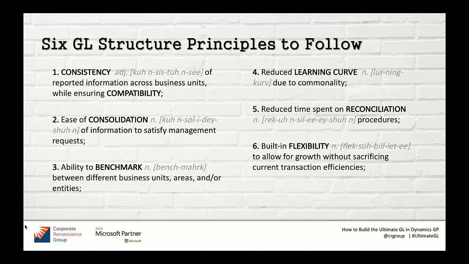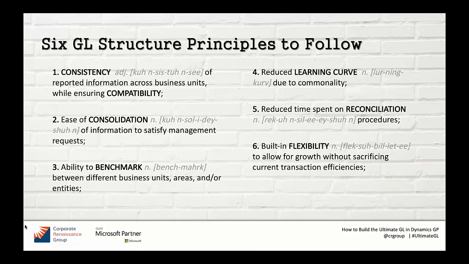And the first one is consistency. We want to make sure that all the information across all the business units and all the entities is consistent. And, you know, we talk about different entities having the same structure. That's about easing consolidation. We want to make sure it's easy to do reports that compare, contrast, and benchmark between different organizational units. This is important too, reducing the learning curve on how you use the chart of accounts, how the accounts are sequenced and grouped and where to find them. That can be an important principle to think about when we restructure.